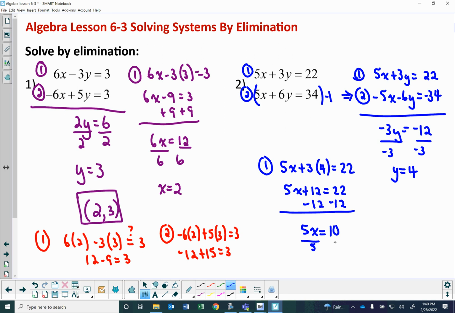Divide by 5, and x is equal to 2. So my solution here would be 2, 4.